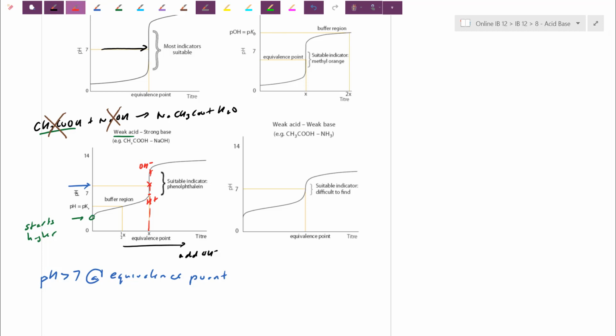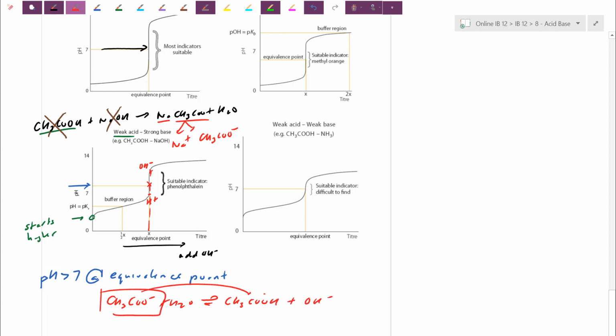But we've seen a couple times now, well, NaCH3COO, this is a salt that can hydrolyze. The Na is a spectator, the CH3COO- here actually acts as a weak base. This one here will actually reform a little bit of conjugate acid, but in doing so, it ends up generating a little bit of hydroxide. So even though we're at equivalence, we're slightly on the basic side.